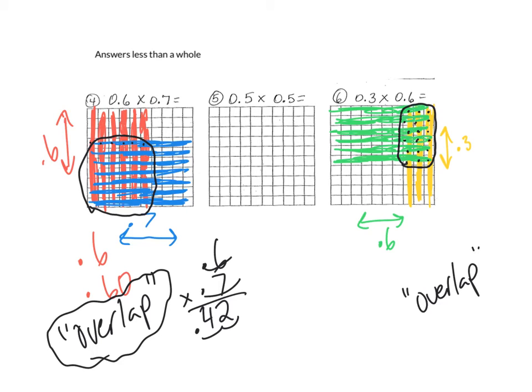And again, you could think just math fact, 6 times 3 is 18, but it's going to be 18 hundredths. When you have tenths overlapping each other and crisscrossing like that, it's going to create a hundredths grid, and then that's where you get your 18 hundredths.